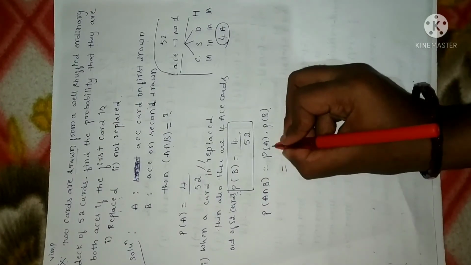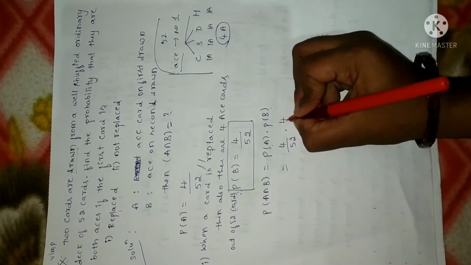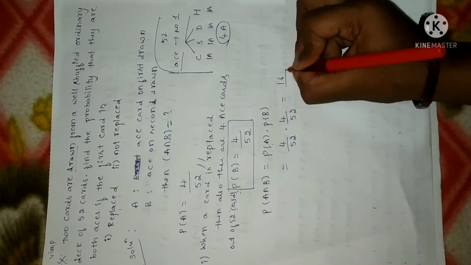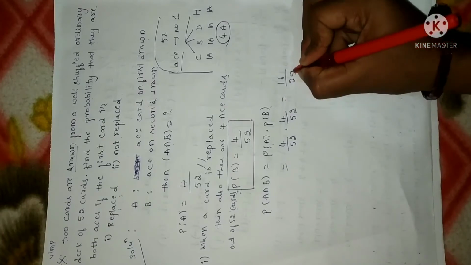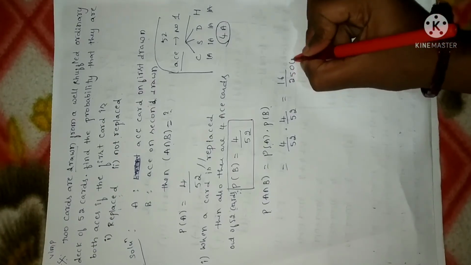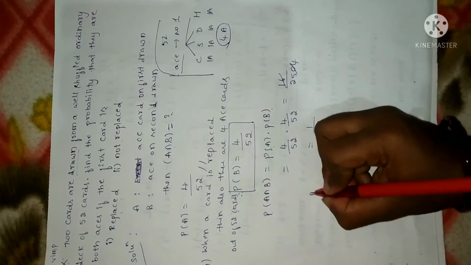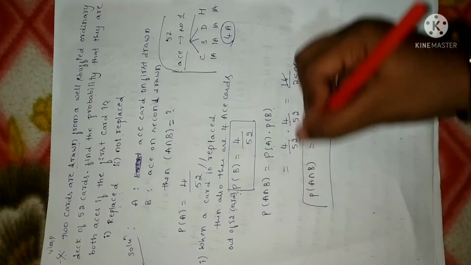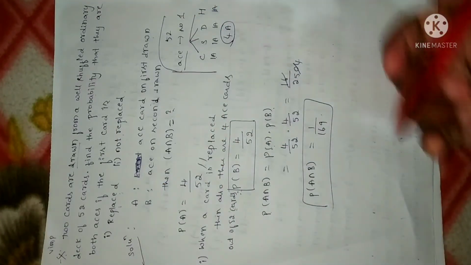So what is the value of probability of A? 4 by 52. Probability of B is also 4 by 52. When you simplify, you will get 16 divided by 2704. After simplification, you will get 1 divided by 169. The probability of A intersection B will be 1 divided by 169. This is when we replace the card, that is, if you keep back the card.